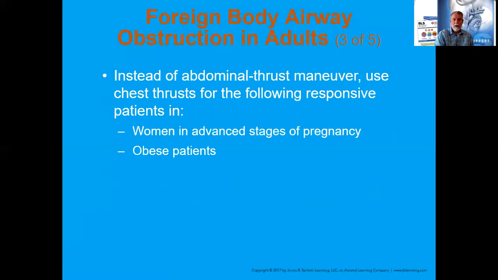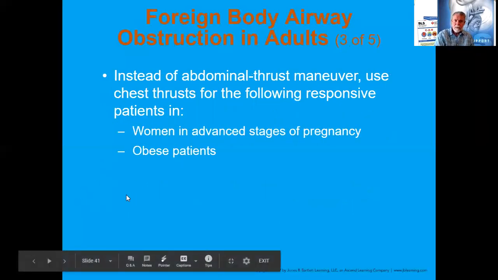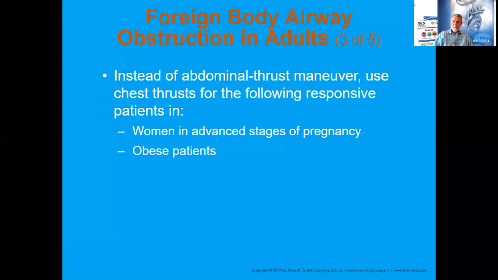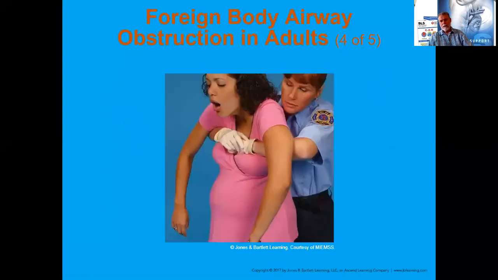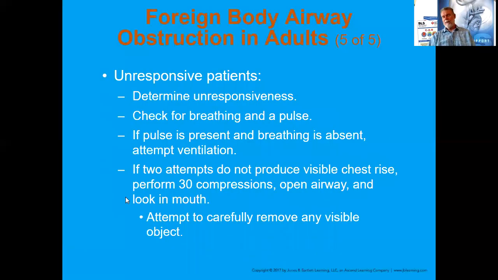We may also have to utilize something known as a chest thrust, and that's what we're looking at here. We definitely utilize the chest thrust in someone who is pregnant, or you can't get your arms around the patient's belly. And so when I look at this picture here, notice how she's just pulling straight back, right? It's not an inward and upward motion similar to the Heimlich or the abdominal thrust. This goes straight back. And you're simply pulling straight back into that patient. If the object comes out, fantastic. If it doesn't, then we'll proceed on to the unresponsive patient.